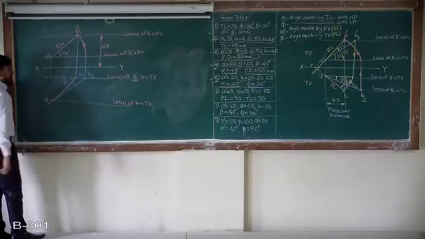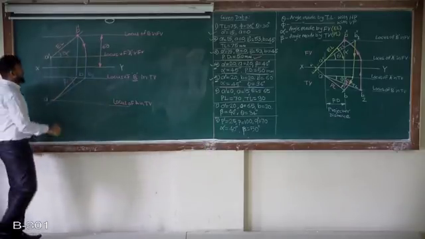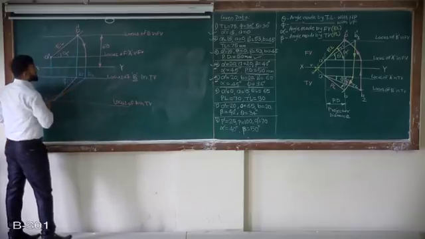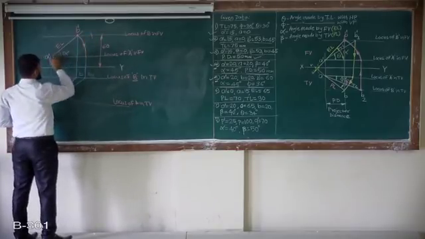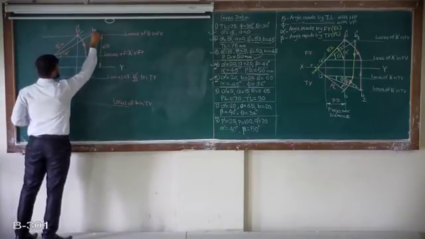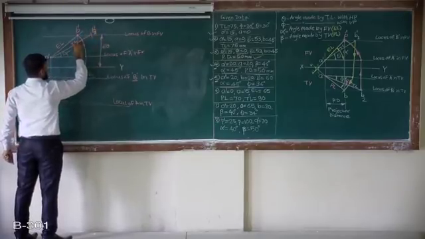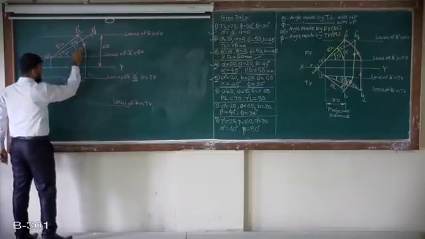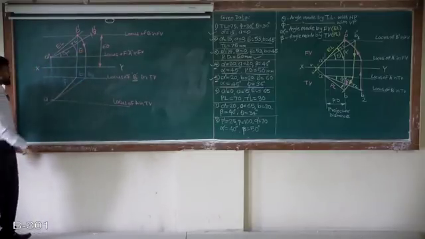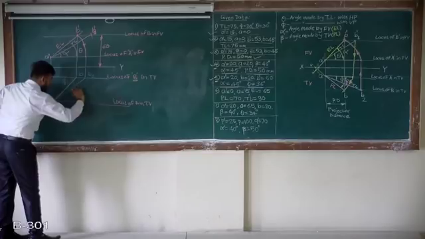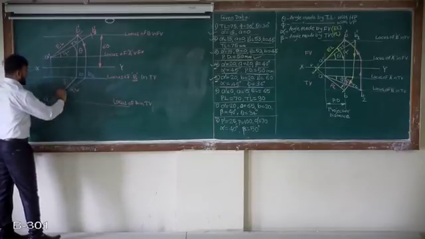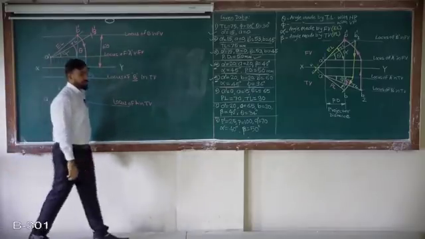Join this, and this will be your corresponding PR. Take this true length, mark it here, and this will be point B1 dash, with the corresponding angle theta. So this is your true length and this is the plan length. So the problem is done.